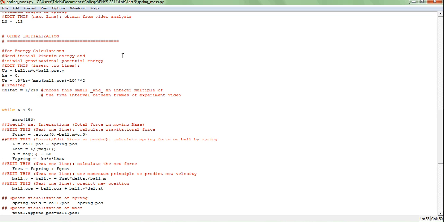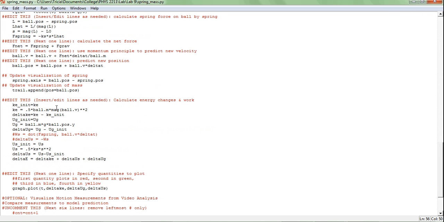Then I used VPython to calculate the energies of the system. In this system, which we are now defining as the spring, the mass, and the Earth, there is gravitational potential energy, kinetic energy, and spring potential energy. So I initialized all these values by setting initially the gravitational potential energy equal to the mass of the ball times gravity times the ball's y position or height. The kinetic energy is 0 because we're modeling from the second immediately after the mass leaves the person's hand, so it's 0. And then the spring potential energy is half times k times the stretch of the ball squared.